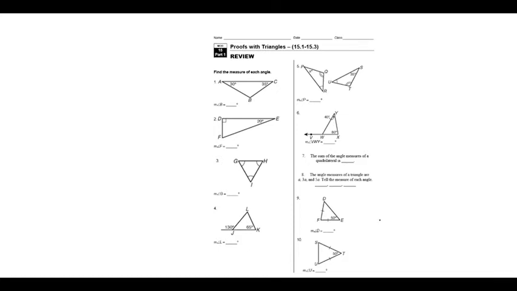This is the review on triangle congruence and proofs with triangles, also exterior angles theorem and Triangle Sum Theorem. This is module 15 part 1. Goes from lesson 15.1 all the way to 15.3.